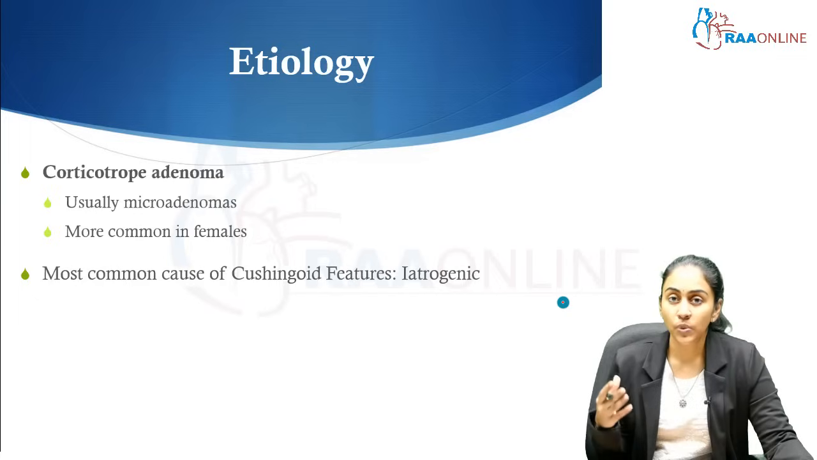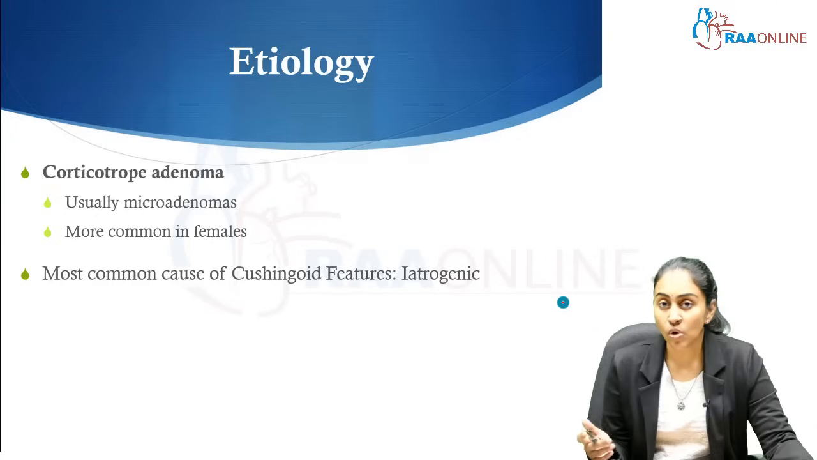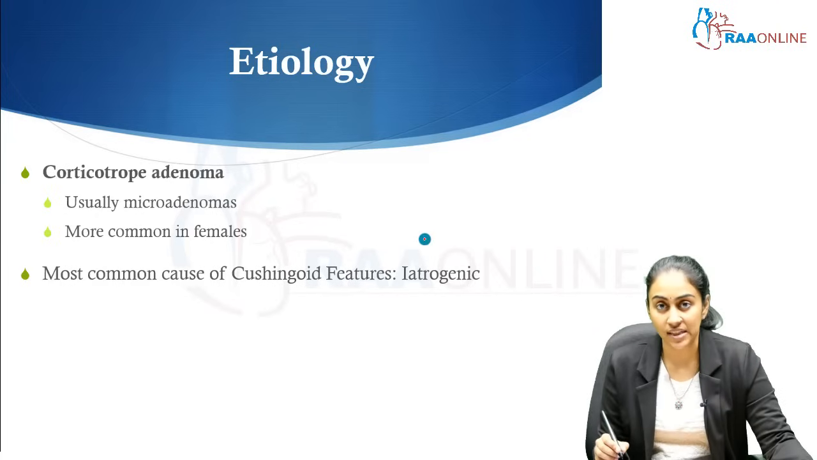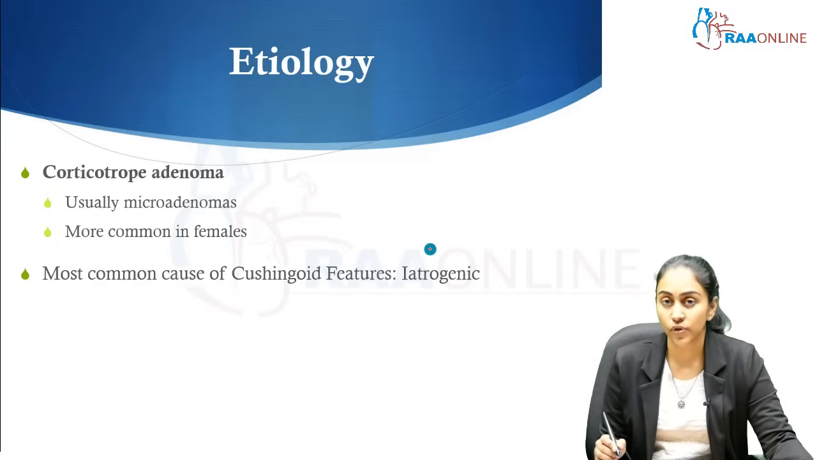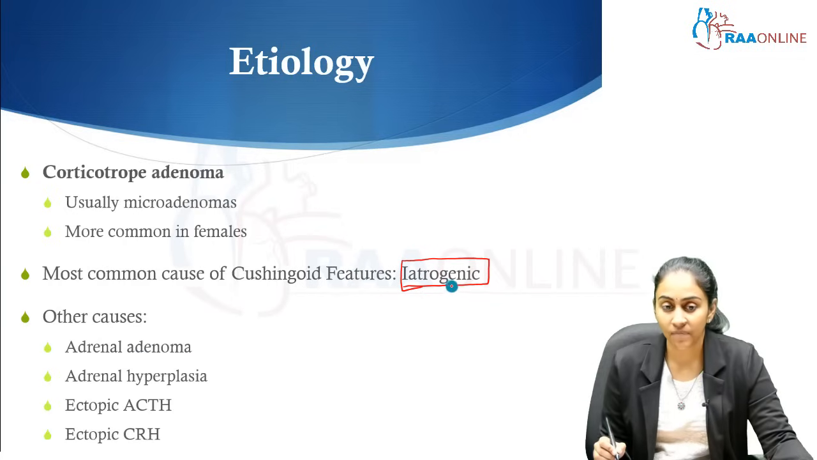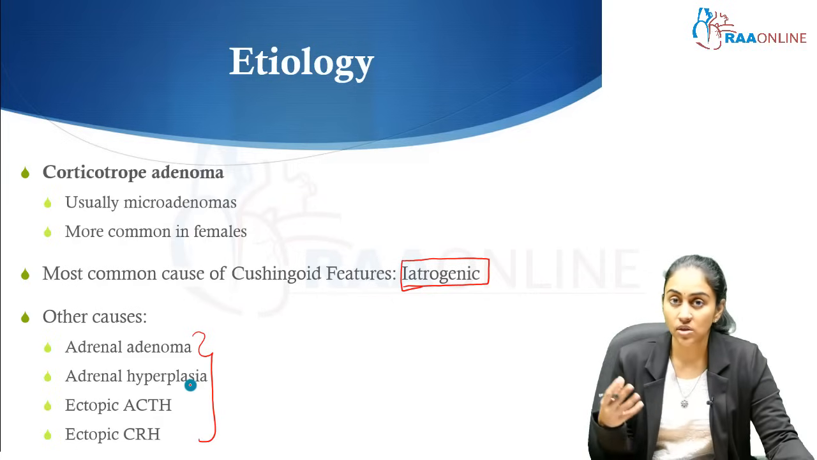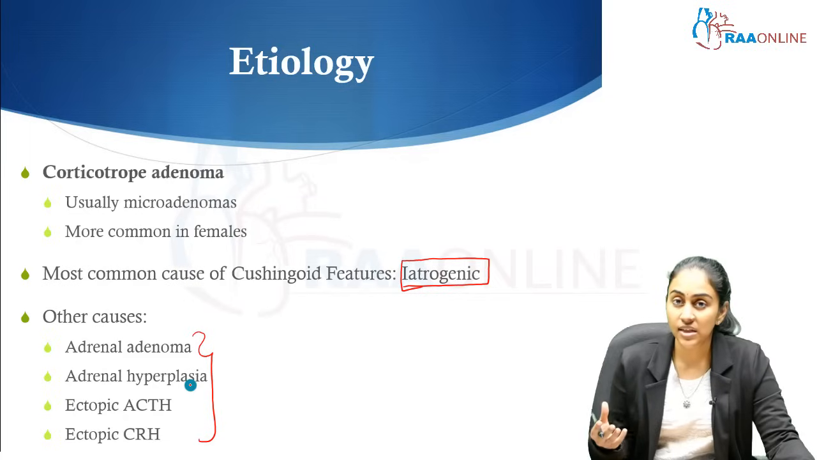So when you have a patient with Cushingoid features, the most common cause is not Cushing's disease. Cushing's disease is one of the causes of Cushing syndrome. The most common cause for Cushingoid features is actually iatrogenic steroid intake. Other causes include either an adrenal adenoma or adrenal hyperplasia, which secretes cortisol and is a cause for endogenous Cushing's. Other extra-adrenal causes mean the ACTH dependent.